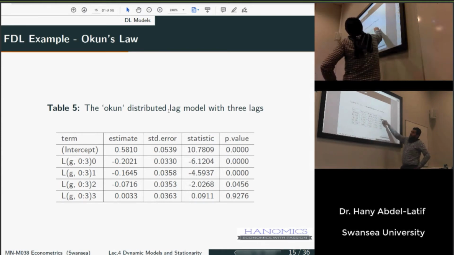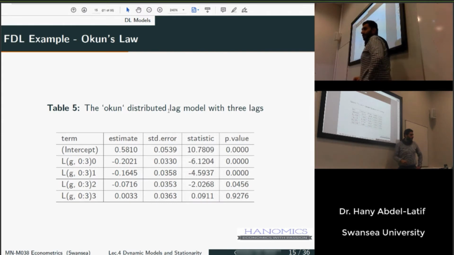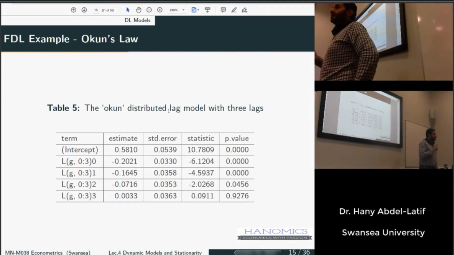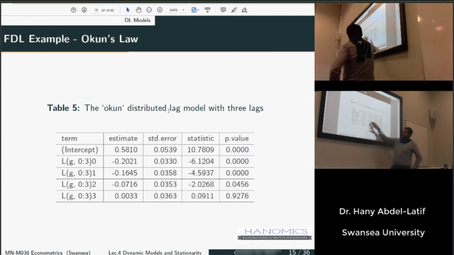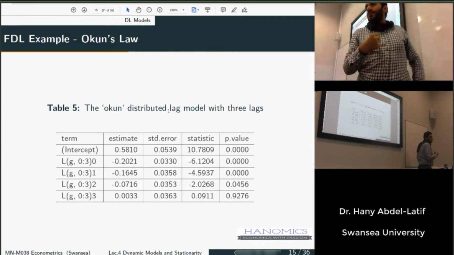So let's look at the p-value. The first, in time t, is significant, a very small p-value. The second lag is significant. The third lag is not. But what does this tell us? It might be important to consider your x's, your independent variables, in the past as well, with lag. So it's not just about y_t minus 1 on y_t. Also x_t minus 1 can have some impact on y_t in this time period. This is a very simple example showing that the unemployment rate in time t depends on the growth rate in time t, t minus 1, and t minus 2. So 2 lags.